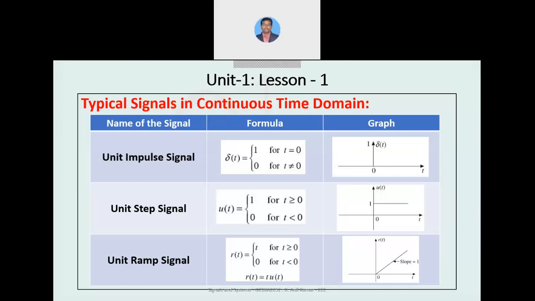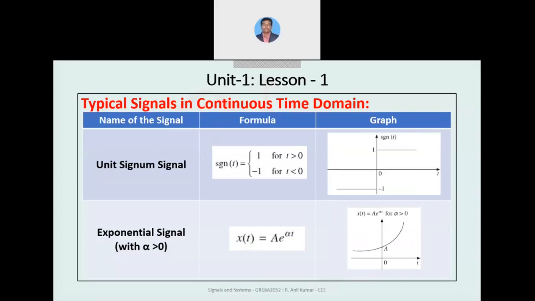Coming to the unit ramp signal, as you know, the ramp signal is a constant linear signal. Here we define the unit ramp with slope equal to 1. The formula representing the unit ramp signal is: for t greater than or equal to 0, r of t equals t, and for t less than 0 it is 0. This r of t can also be represented using the step function: r of t equals t times u of t.